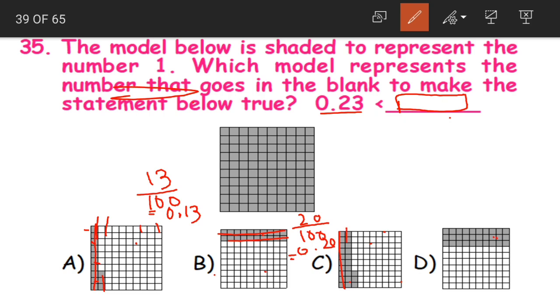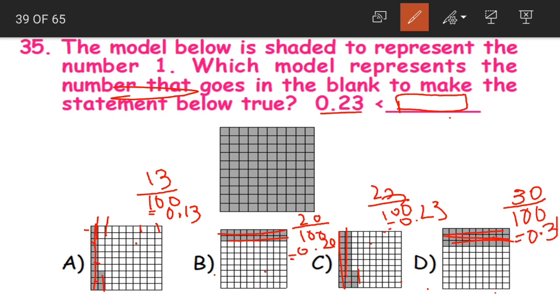Then for option C, we have 23 shaded blocks. So 23 divided by 100 is equal to 0.23. And finally option D, we have 3 fully shaded rows. It should be 3 into 10, 30 divided by 100 is equal to 0.30. Now from the given options, that is 0.13, 0.20, 0.23 and 0.30, which is the correct answer children that goes with the statement? Option D. What is option D? 0.30. 0.23 is less than our 0.30.